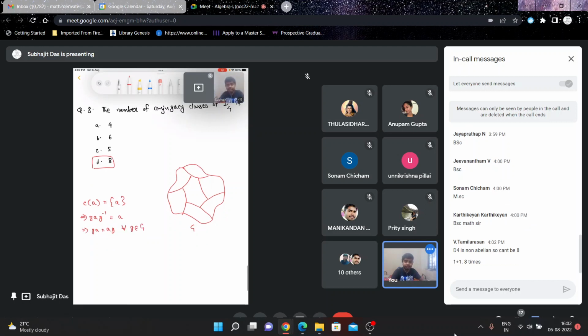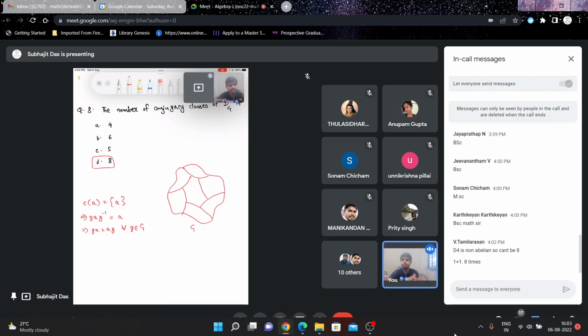Yes, that is what I'm trying to say. Since the conjugacy class of A only consists of A, this means that A commutes with every element of the group, right? Now if every conjugacy class has exactly one element, that means all elements commute with all elements of the group. A belongs to the center of G. Yes, for every A, very good.